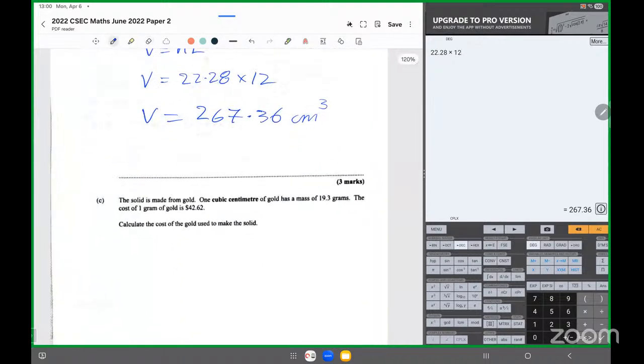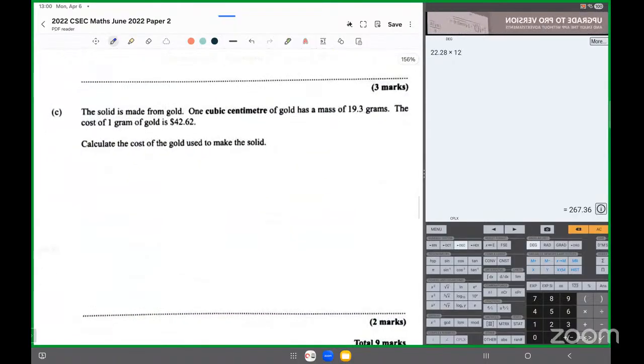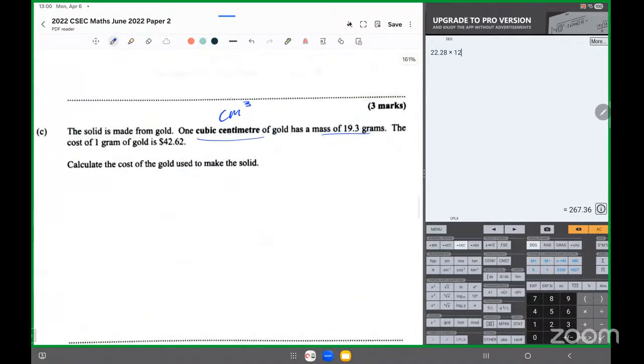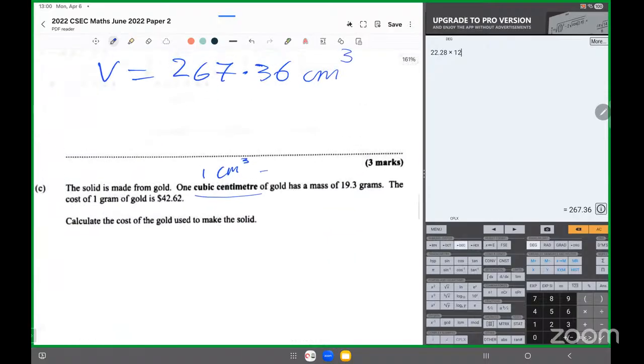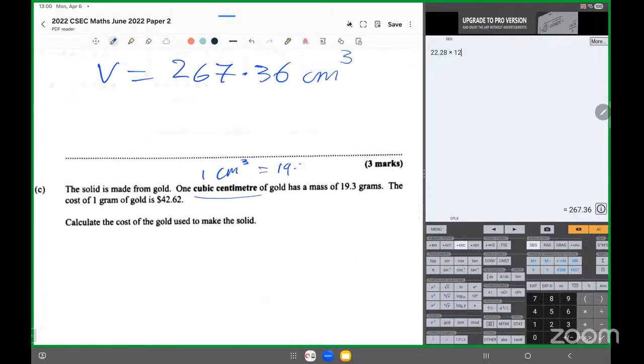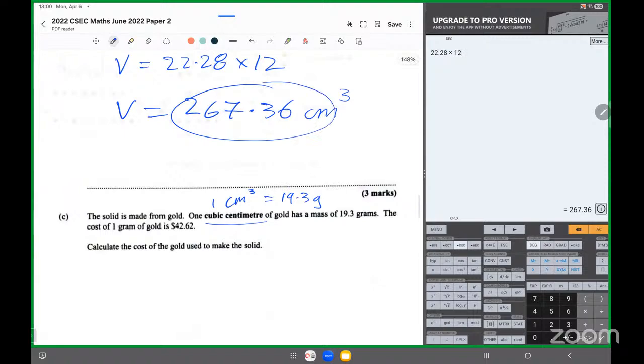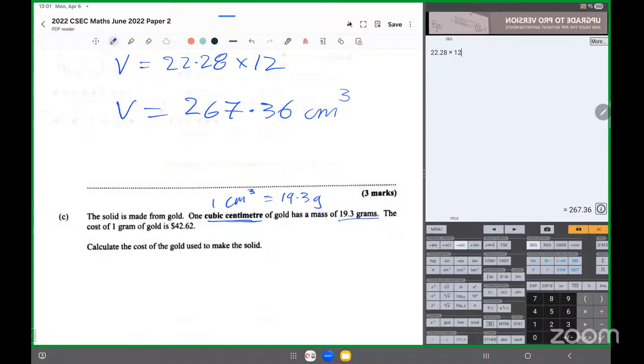All right. Next part says the solid is made of gold. It says 1 cubic centimeter, this means cm cubed, has a mass of 19.3 grams. That's what it says. Remember, this is our total volume, so we can convert this to grams by just multiplying by 19.3. So 1 cm cubed has 19.3 grams.